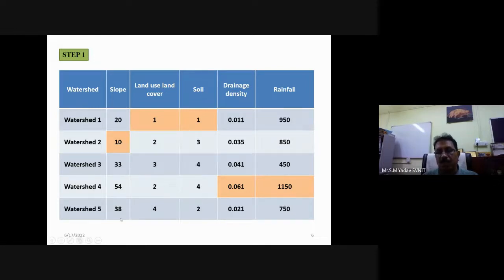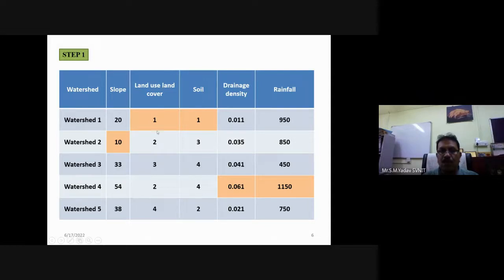Step number 2, write down in your notebook: normalization of a matrix. To normalize it, the cell value shown in this color is the lowest one. As we need the values of the normalized matrix between 0 and 1, what we will do is 10 divided by 20, 10 divided by 10, 10 divided by 33, 10 divided by 54, and 10 divided by 38. That is step 2, the normalized matrix for slope.